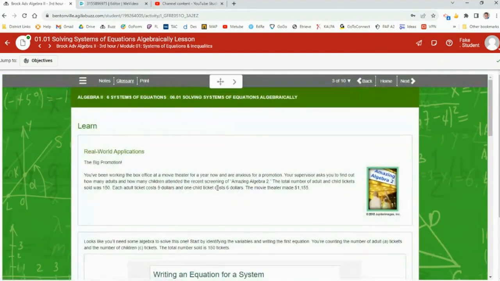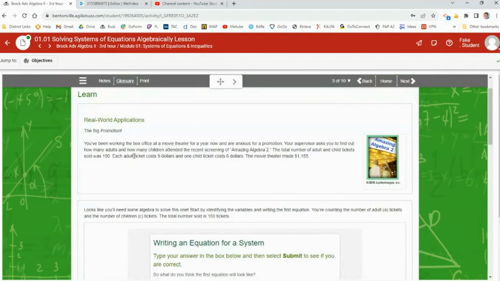All right, let's look at real world applications of this. The big promotion. So you've been working the box office at a movie theater for a year now, and you're anxious for a promotion. So your supervisor asked you to find out how many adults and how many children attended the recent screening of Amazing Algebra II. The first one was so good, they had to make a sequel, obviously. The total number of adult and child tickets sold was 150. So 150 people bought tickets to the movie.